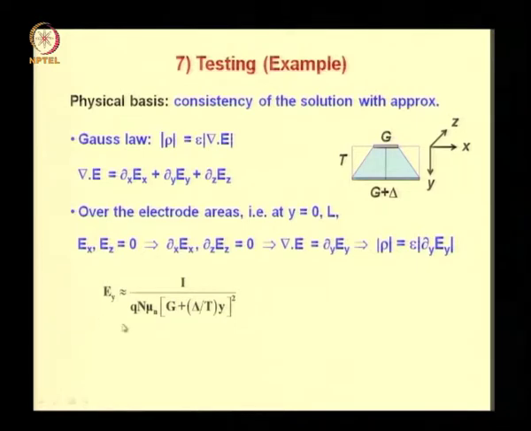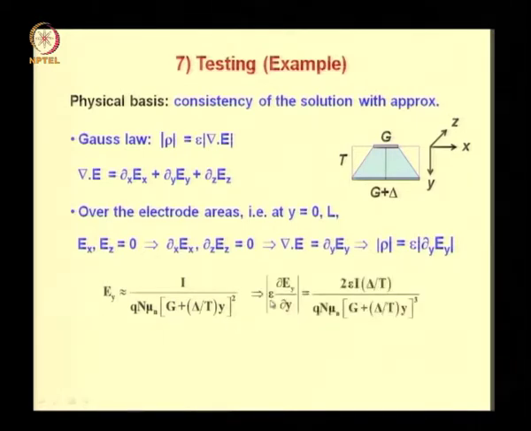Now let us take our Ey expression and differentiate it with respect to y to obtain epsilon times dou Ey by dou y. You can do the differentiation yourself, and the result would be as shown here.